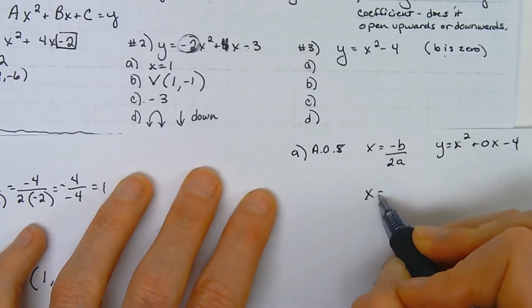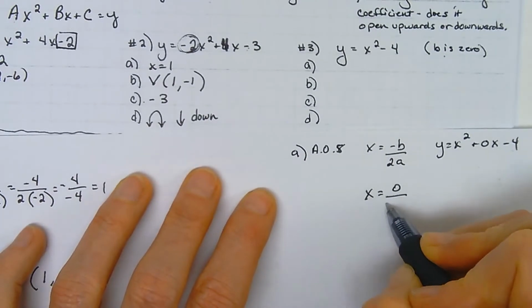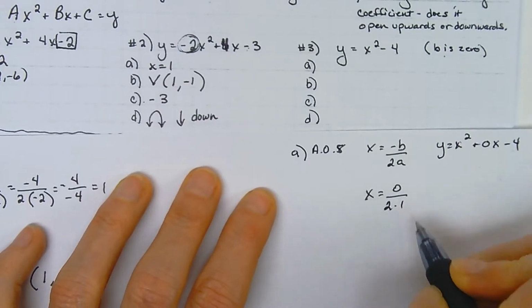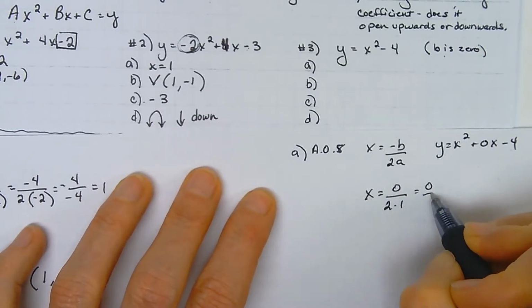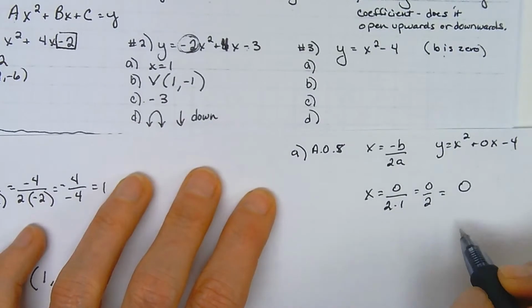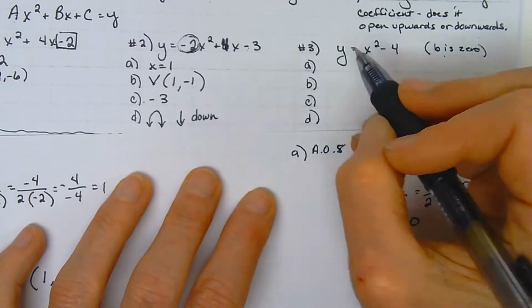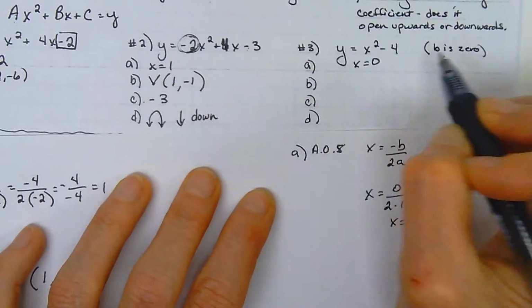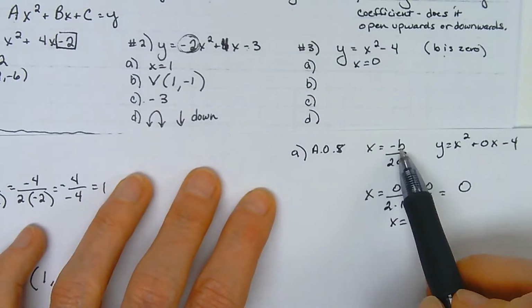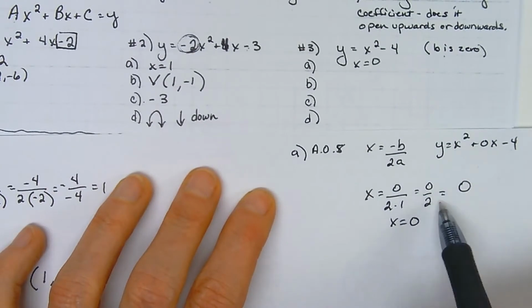So the axis of symmetry is the opposite of b. Well, that's 0. And 2 times a, that's 2 times 1. I get 0 over 2. What is 0 over 2? It's 0. So x equals 0. That is the axis of symmetry. X equals 0. The b is 0, so it doesn't matter what the denominator is. 0 divided by anything is 0.